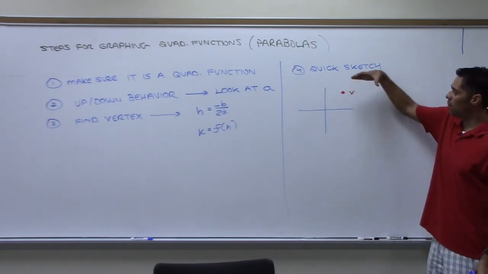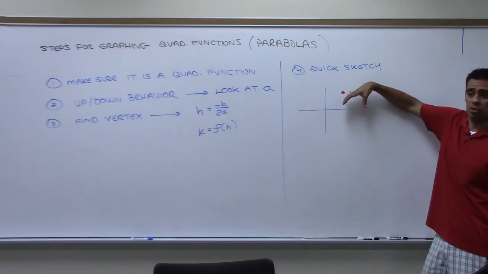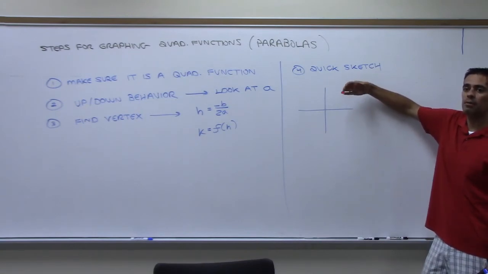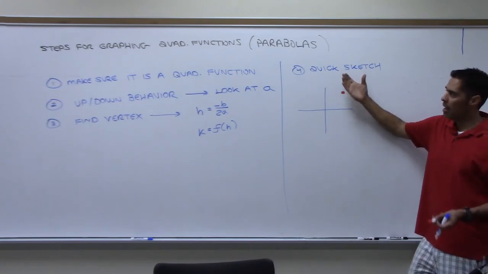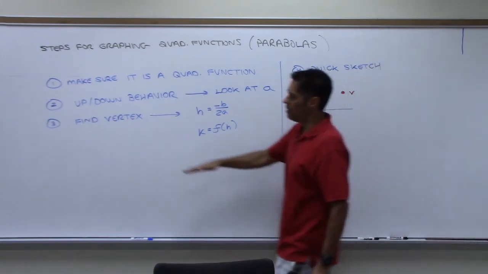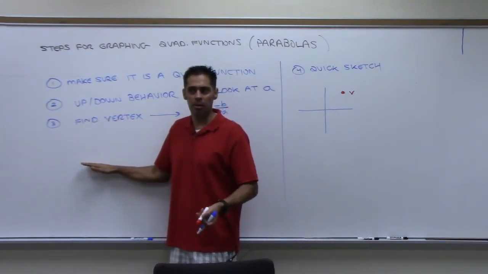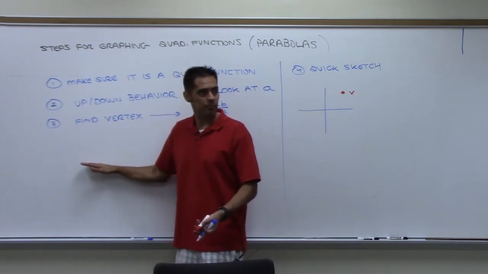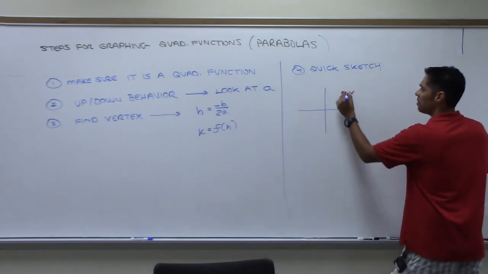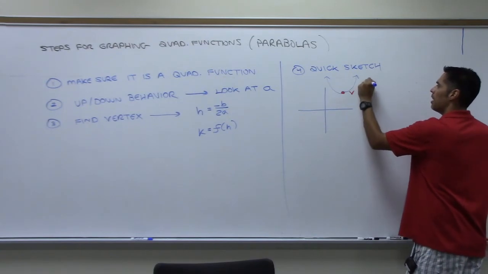If it's here and it opens down, what can you tell me about the x-intercepts? How many will I have? 2. I'll have 2, right? What if it opens up? You don't have any. And here's what we're trying to avoid. If you don't do a quick sketch and you go from here to let's go find x-intercepts, what if you don't have any? What are you doing? You're wasting your time, aren't you? You're wasting time. So by doing this, if it opens up, no x-intercepts.